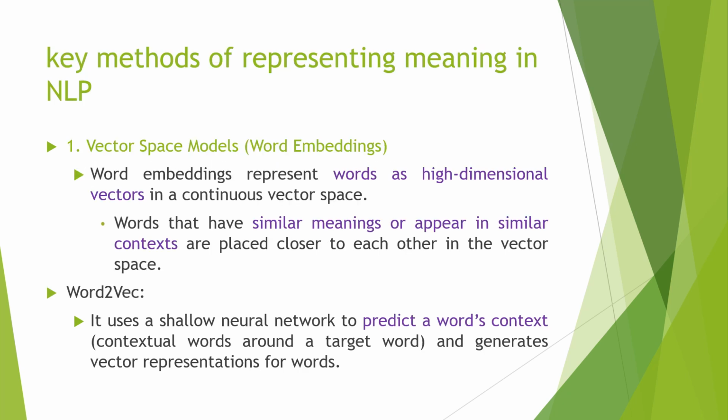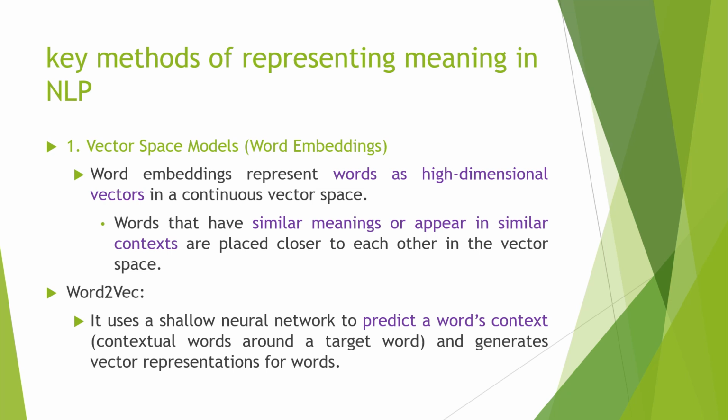So let's now discuss key methods of representing meaning in NLP. The first method is word embedding technique, which is to be discussed as part of the vector space models. So this method, word embedding, generates a high dimensional vectors representation in a continuous vector space. So in this method, the words which are having the similar meanings or which are having the similar context are closer to each other in the vector space.